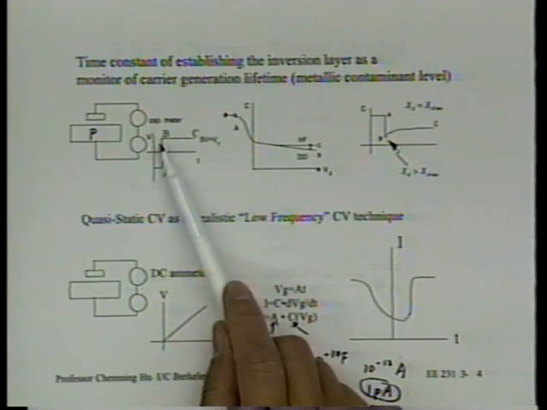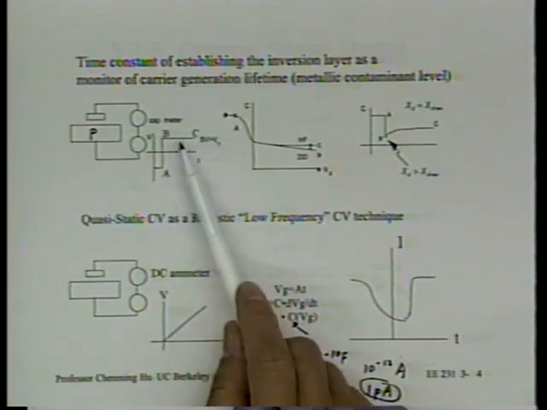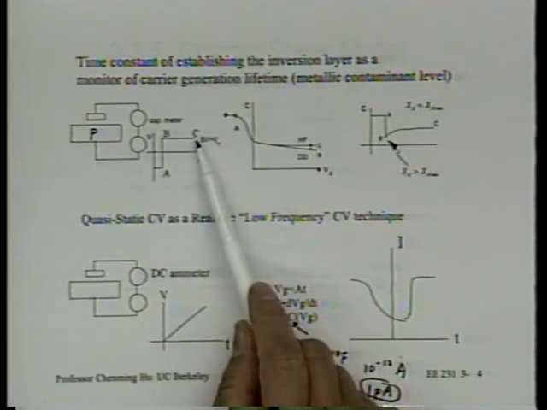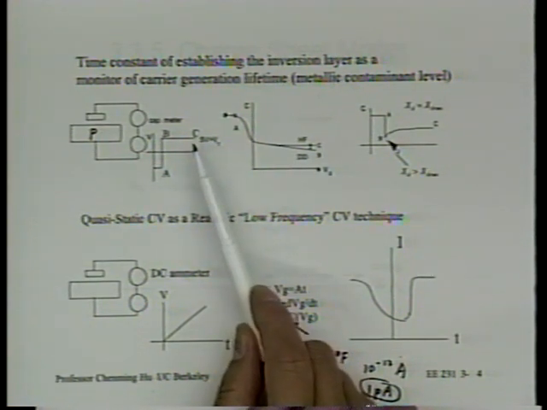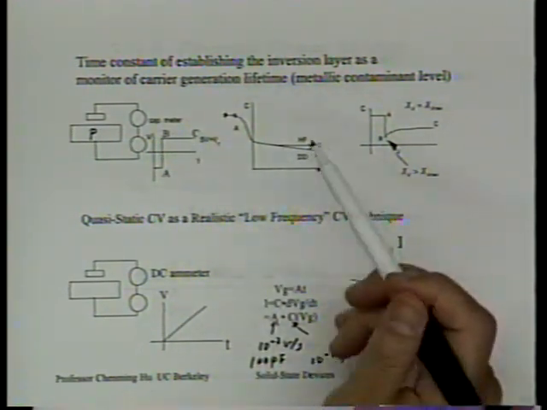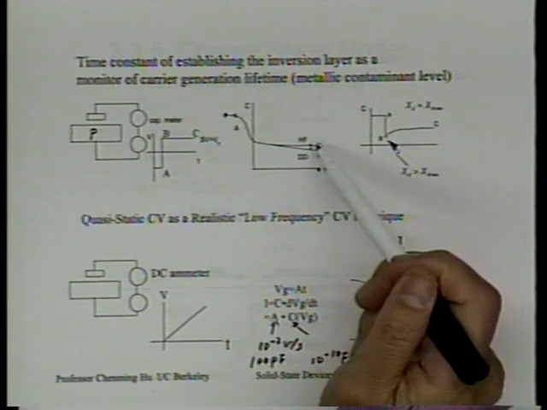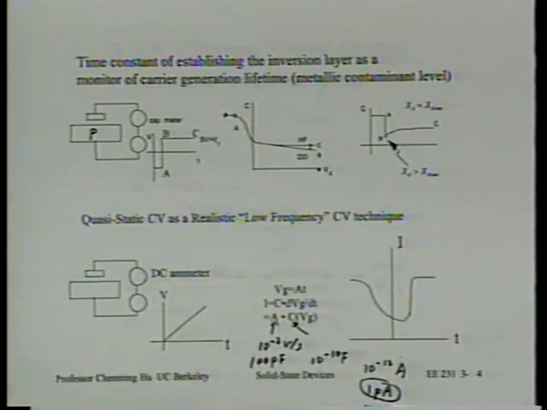C, don't look at B, look at C. C is where we bias into the inversion, and we also have waited a long time. If we did that, that's called C. Where would we be on the CV curve? This point is C. Is that right? This point. Yes? That's our equilibrium high frequency.